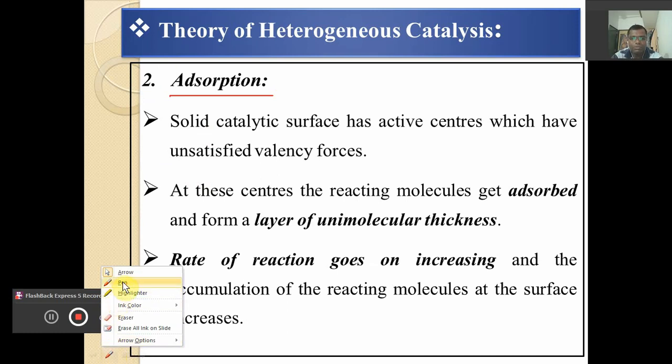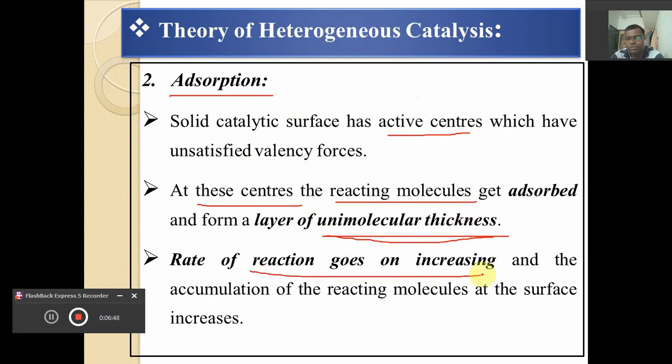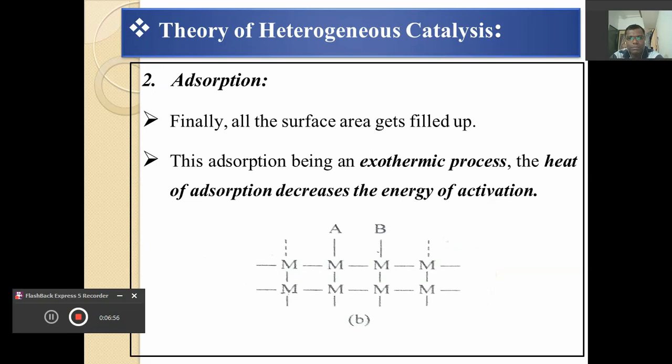After the adsorption, the solid catalytic surface has active centers, which I already showed you, which are nothing but the free valency, the unsatisfied valency forces. At these centers, the reactive molecules get adsorbed and form a unimolecular layer, a unimolecular thickness on the surface of the catalyst, and the accumulation of the reactive molecules at the surface goes on increasing. So this is very simple, the second step of the adsorption, that can be shown here.